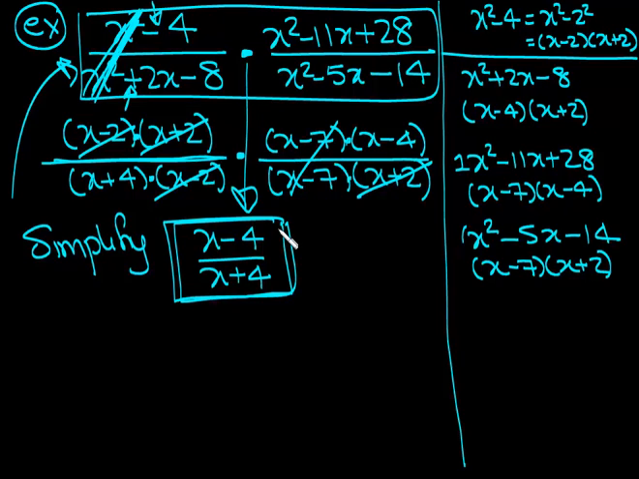When you're working with rational expressions, the first thing you should always do is factor and see if something cancels. If they do, just cancel them, and then you'll end up with something really simple. Okay, let me do one last example that involves division.